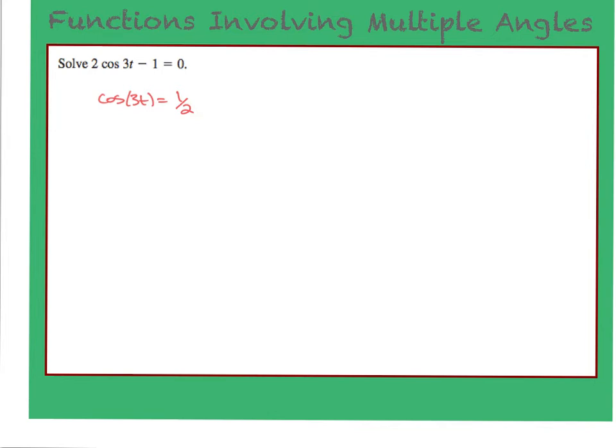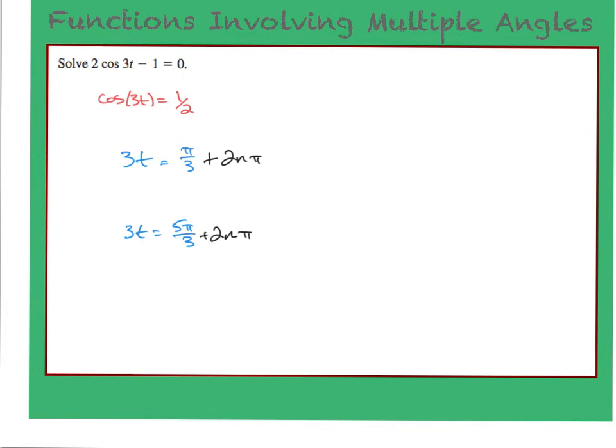So when does cosine equal 1/2? We kind of just did this one again. At pi over 3 and 5 pi over 3. So we get 3t equals pi over 3, and 3t equals 5 pi over 3. Now, what's the normal period of cosine? Because I don't have a domain restriction. So what's the normal period? 2 pi.